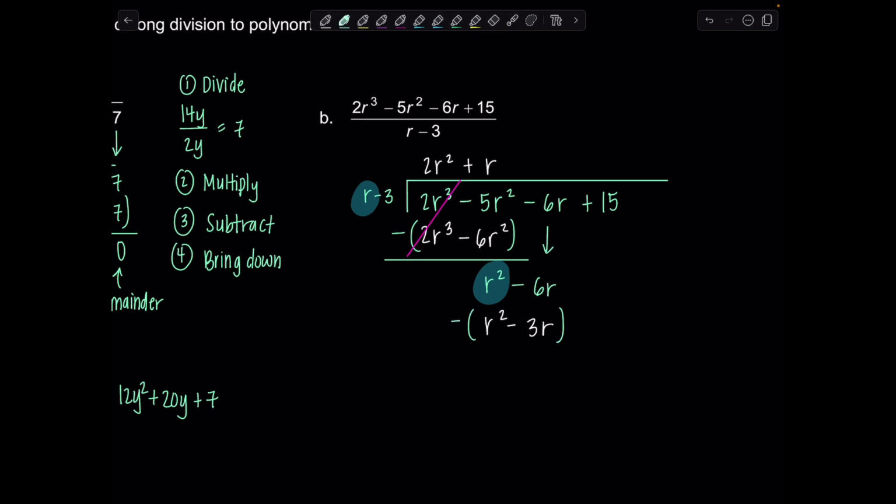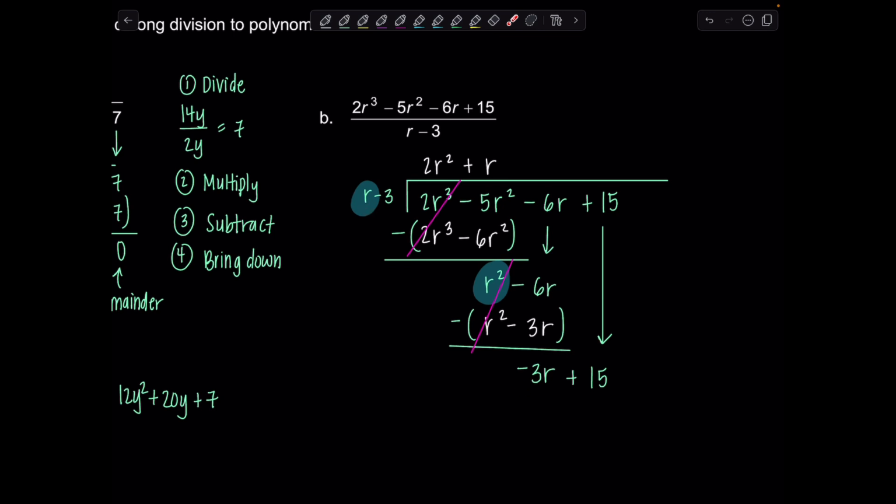Step 3, subtract. So this r squared cancels. Perfect. I have negative 6r plus 3r, which is negative 3r. And then step 4, bring down, plus 15. Can I keep going? Yes. You're done when the degree of what's here is lower than the degree of your divisor. This is degree 1 because we have r to the first, and my divisor is also degree 1. So we can keep going.